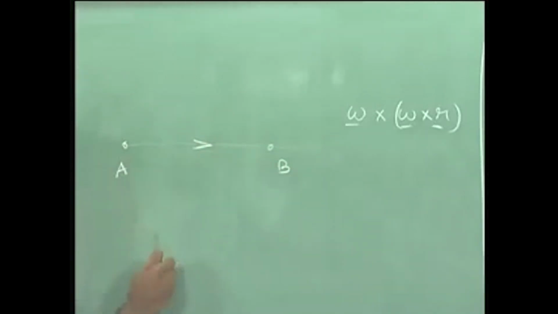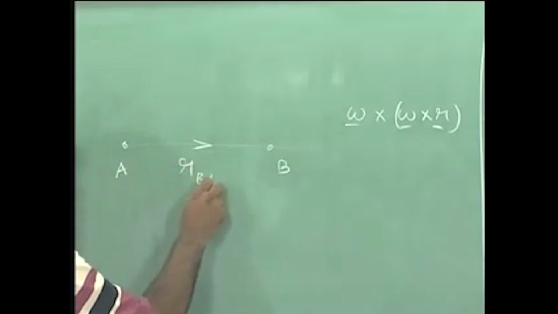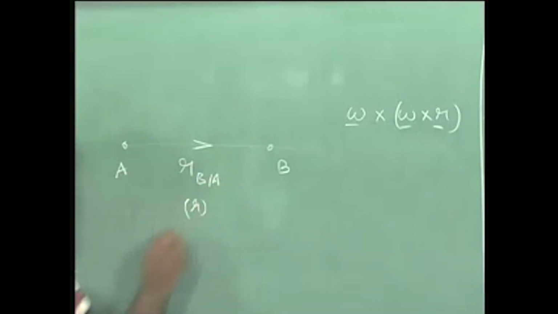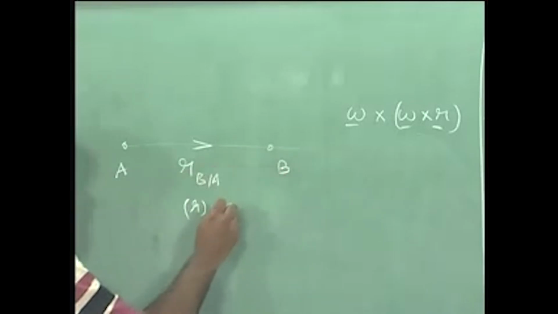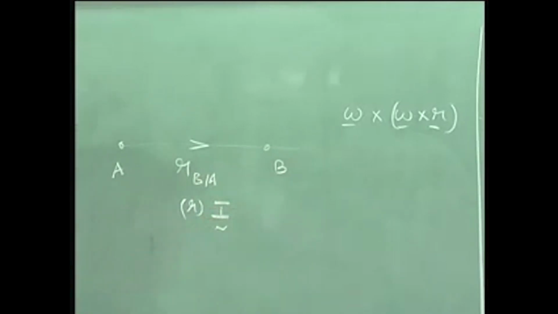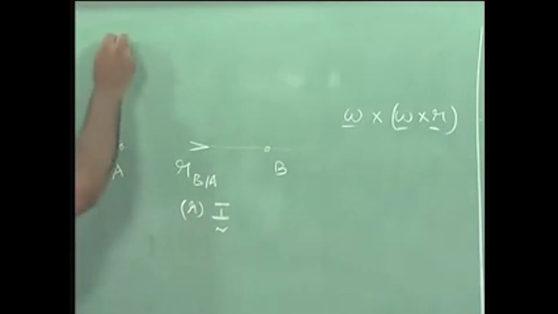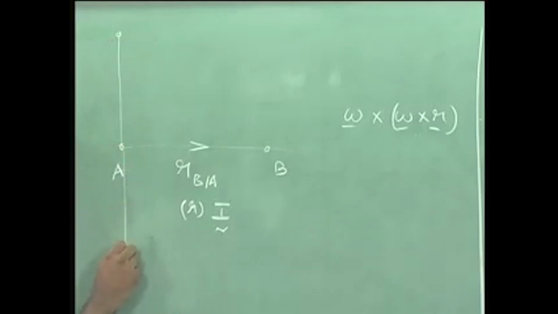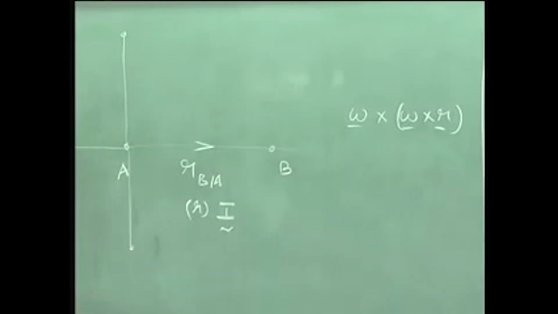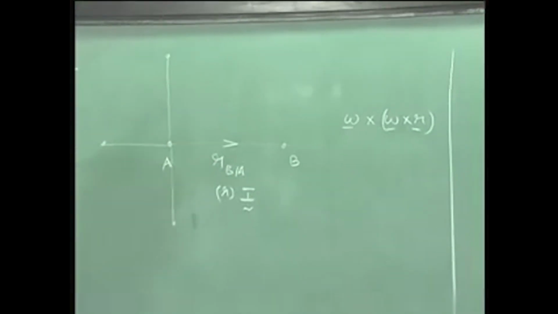Let me take RB with respect to A as R times the direction is i. Explore what will be the direction of this component. I will do the same thing with respect to this point and this point, just to make it clear to you what would be the direction.